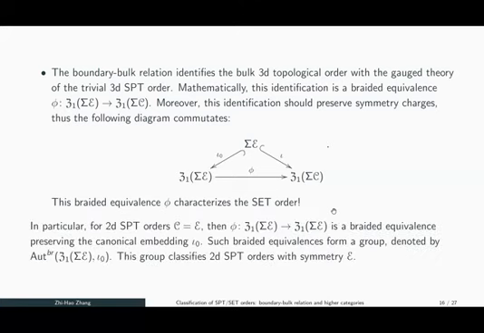And in particular, for SPT orders, C must be equal to E, so this phi is a braided autoequivalence. Just as before, they form a group denoted by this automorphism group. It is the automorphism of the junction center of sigma E that preserves the canonical embedding. And we see this group must classify the 2D SPT orders with symmetry.